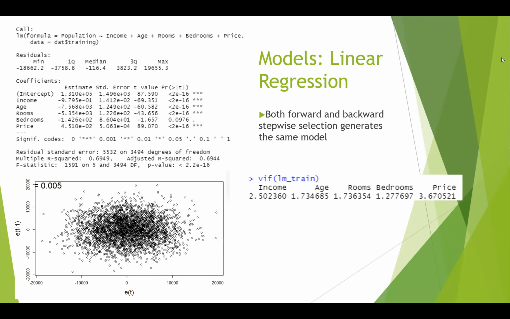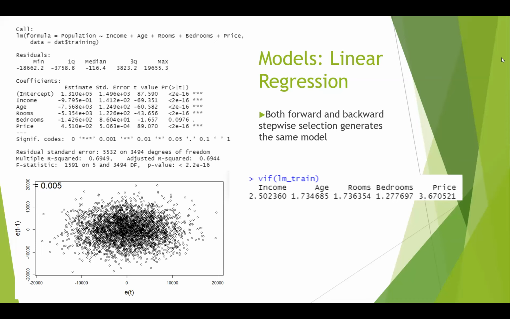So the first model that I did was a linear regression. You can see we've got population as the response variable, and the rest of the variables are predictors. You can also see that the p-values for almost all the variables are statistically significant except for bedrooms. What's interesting is that I ran both backwards and forwards stepwise selection models just to see what they came up with. And they both generated the same model as the original linear regression with all the variables in it.